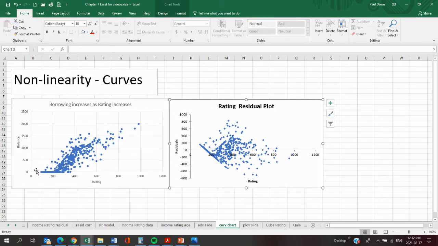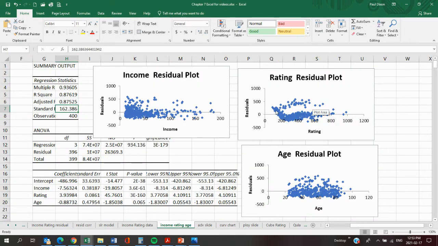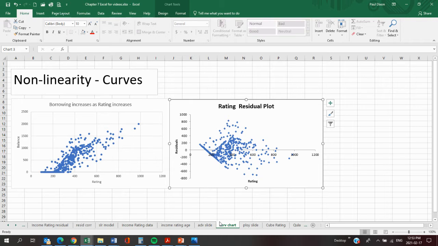Nonlinear means there's a curve. So here was my initial information about borrowing increasing as the rating increased. But if you look at it, it's sort of flat, slopes up, and then it slows down. So there's a twist to it, and maybe two of them. Here we couldn't see that so well. Maybe you can. It goes down, up, and then sort of down again. In this one I could see it a little better. It went down, up, and sort of flat. So there's some curvature there. How do we deal with curves? There are a lot of different ways.